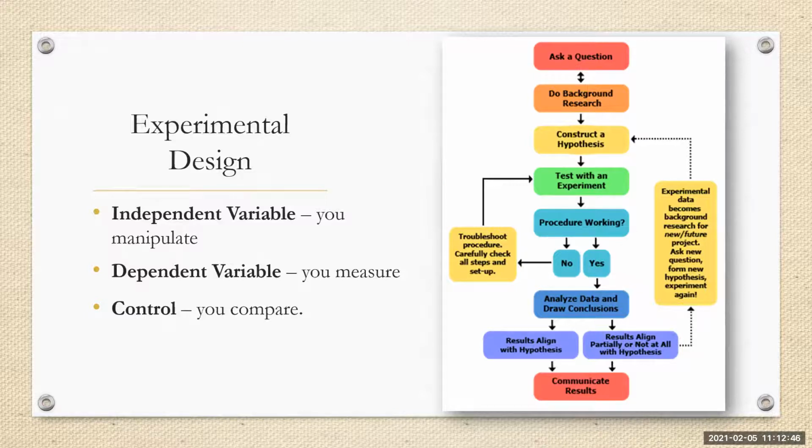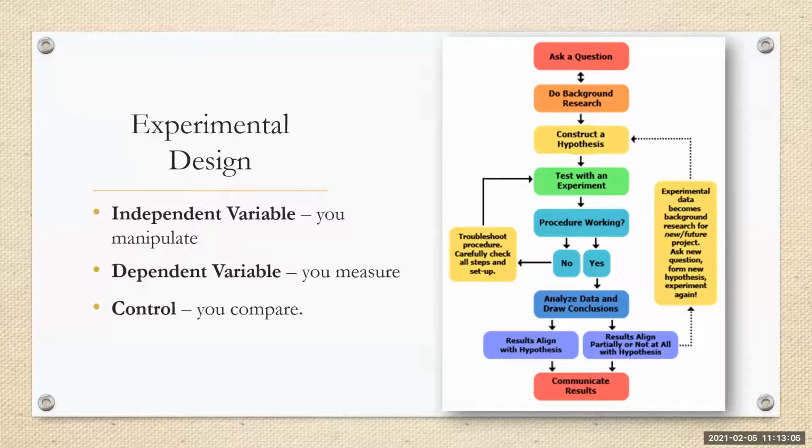The control variable would then be the thing that you compare it to. So let's say, for instance, you just use plain old water. It's kind of like you have an expected result. And so you compare it to that to see the changes that your independent variable has on your dependent variable.